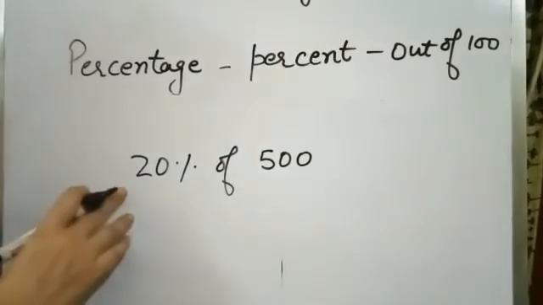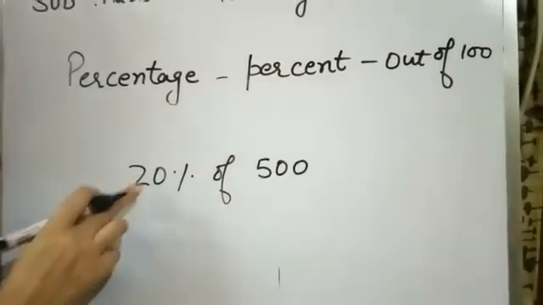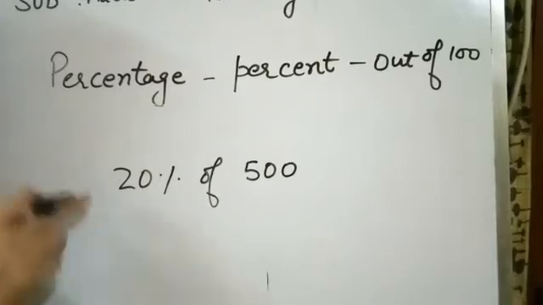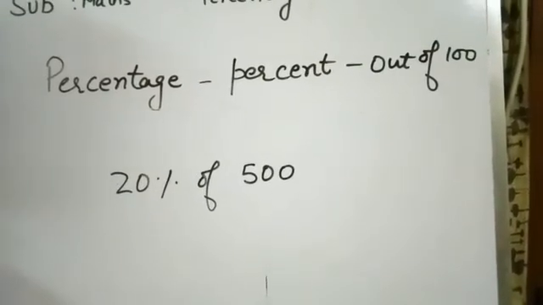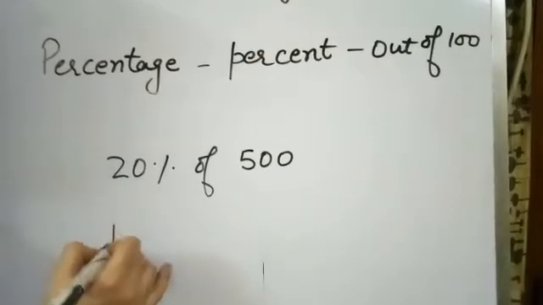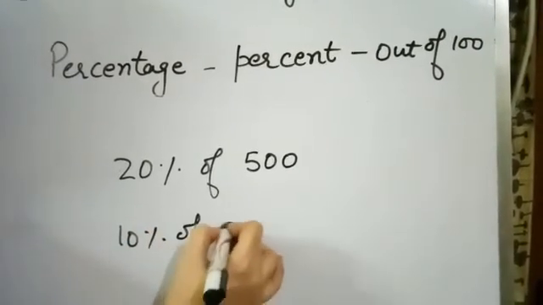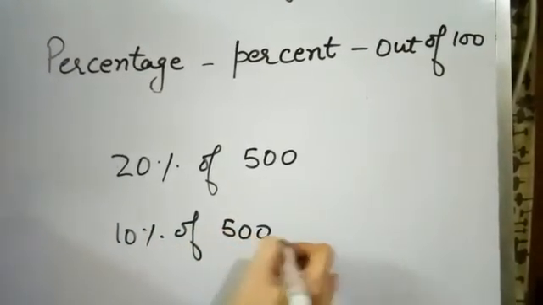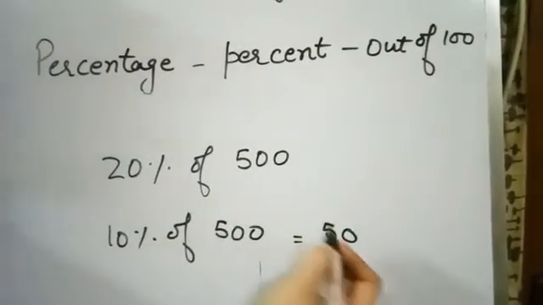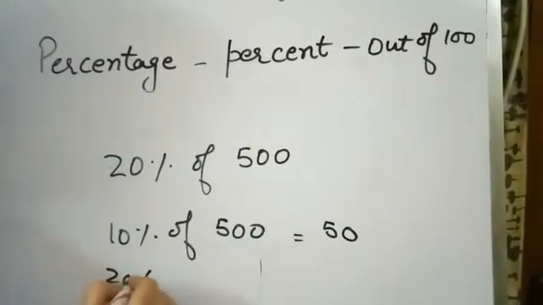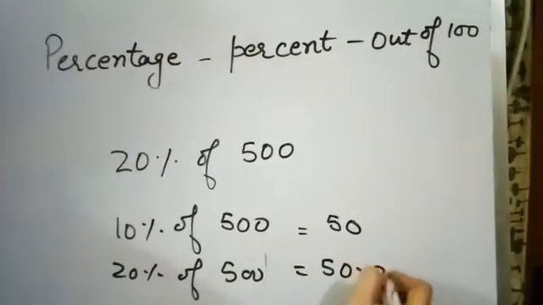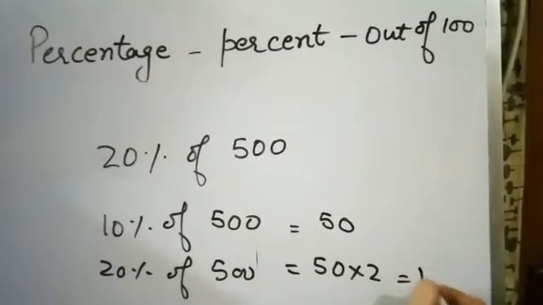Now, we have discussed how to calculate 20% of 500. First take out 1% and then multiply it by 20. But dear students, there are so many methods. Like, first you can calculate the 10% of 500. 10% means divide 500 by 10, that is 50. And to get 20%, double it. Now 20% of 500 is 50 doubled, that is 100.